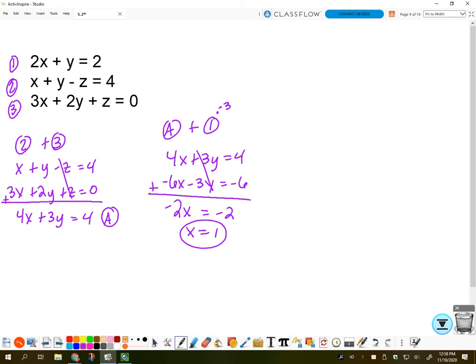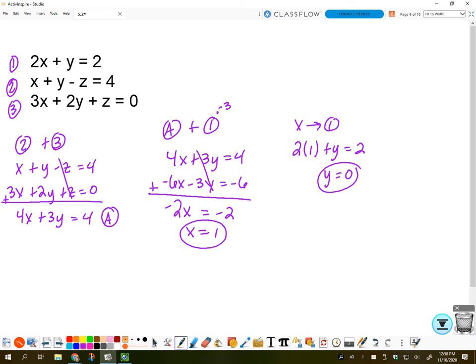You can plug that into equation 1. You can plug that into equation A. Equation 1 looks a little simpler. So we'll take x and put it into 1. So 2 times 1 plus y equals 2. That's 2. Subtract it. y is 0.